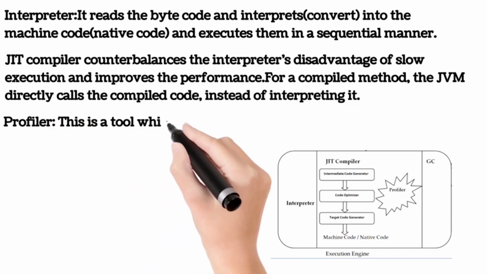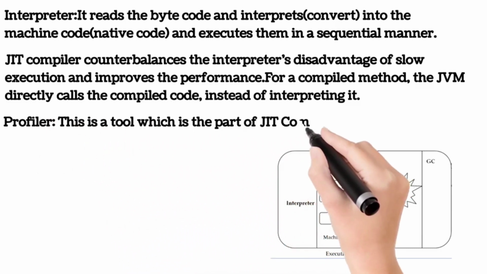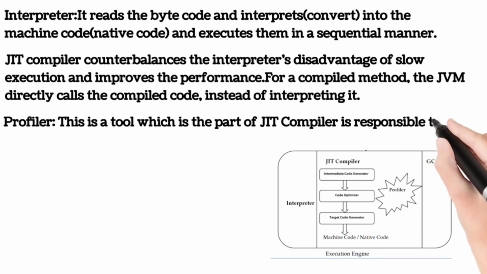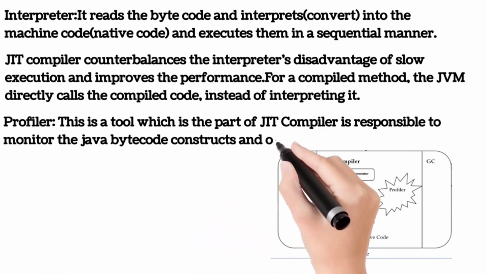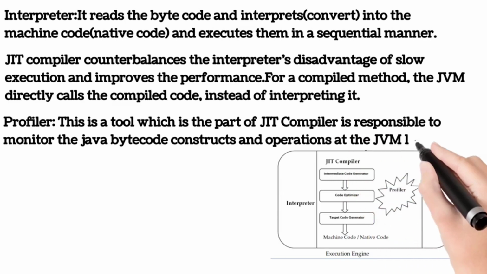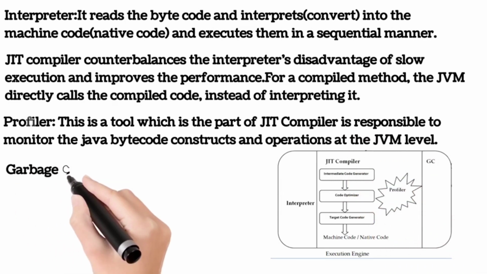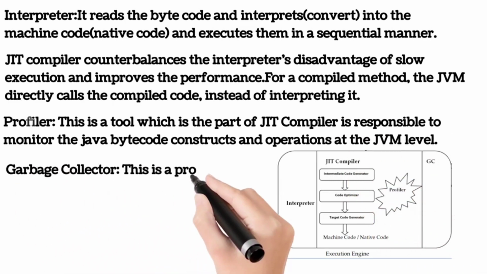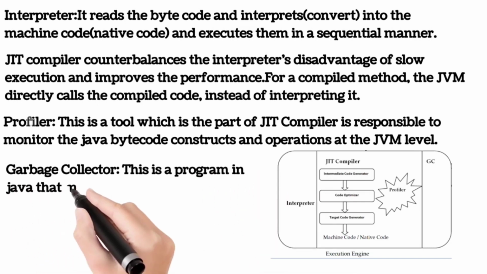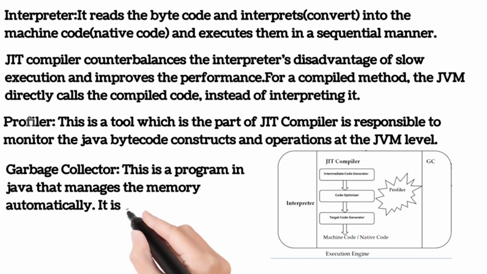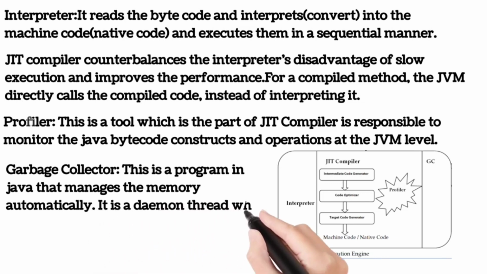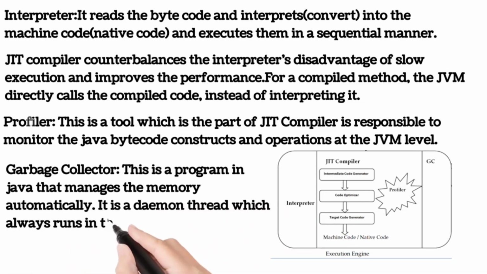What is profiler? It is a tool which is a part of JIT compiler, responsible to monitor the Java bytecode constructs and operations at the JVM level. What is garbage collector? Garbage collector is a program in Java that manages the memory automatically. It is a daemon thread which always runs in the background.